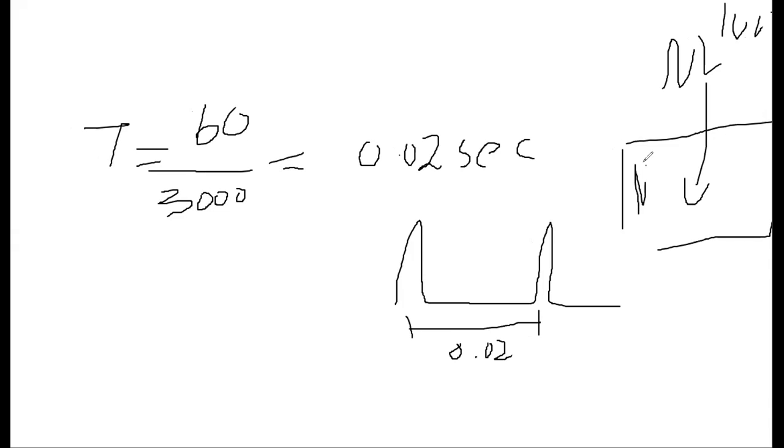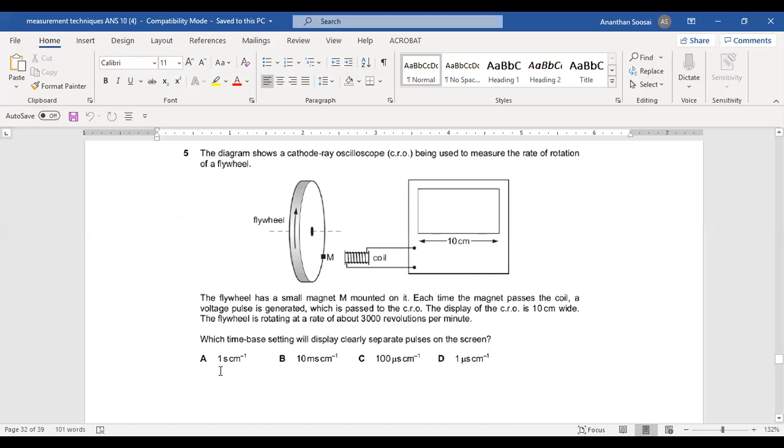If the answer is going to be very close, we can't read the period very well. Maybe 4 to 5. So which scale is the best? Go back to the scale. If it's 1 second per centimeter, that means within 1 centimeter, how many pulses will appear? 1 second in 1 centimeter.